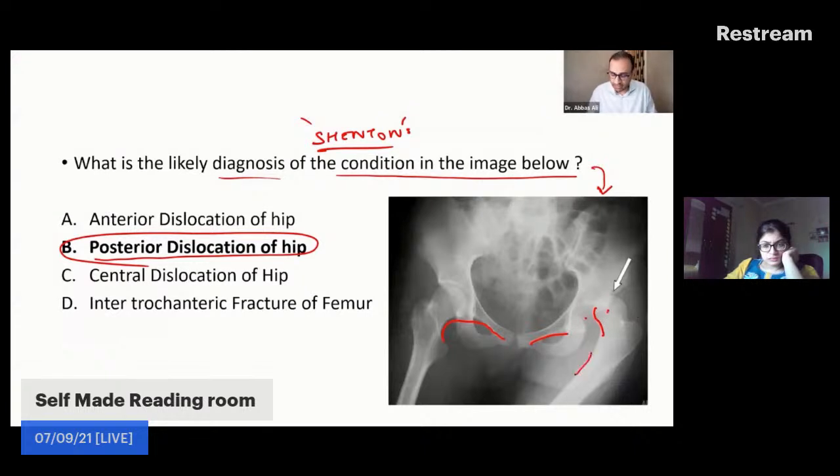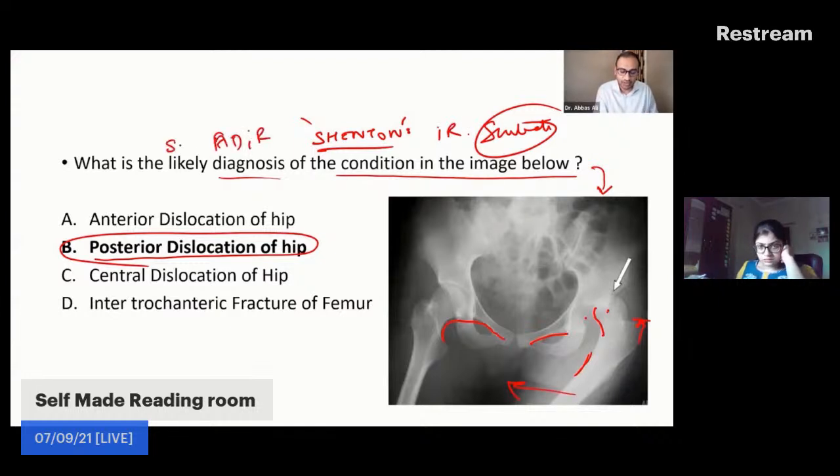Next, third thing, the lesser trochanter is not visible, is hidden, meaning it's internally rotated. And the last thing, the tip of the greater trochanter is proximally migrated compared to the tip of the greater trochanter on the opposite side, meaning the limb is shortened. There is shortening, there is internal rotation, and there is thigh adduction. So what is it? Adduction, internal rotation, and shortening. It is FAD, that is posterior dislocation of hip. Excellent.